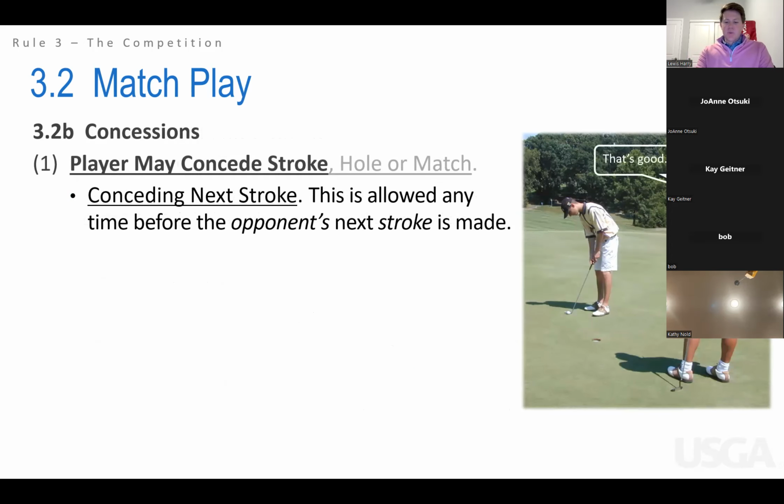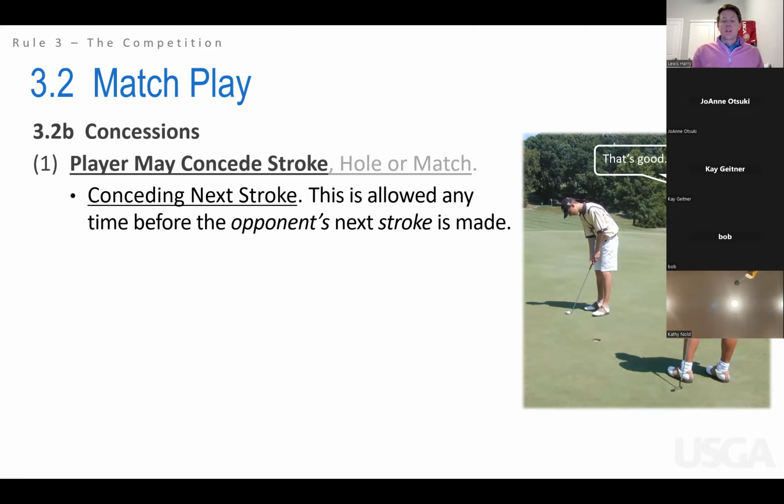All right, concessions. We've touched a little bit on this now, but let's dive into concessions. This is a match play specific function of the rules. This only comes in match play. We don't have the ability to concede in stroke play, but like I mentioned before, we can concede three things: either the player's next stroke, we can concede the hole we are playing, or we can concede the match as a whole.